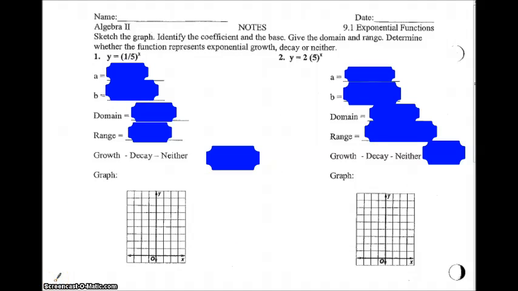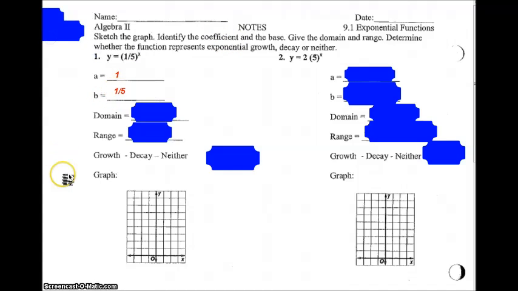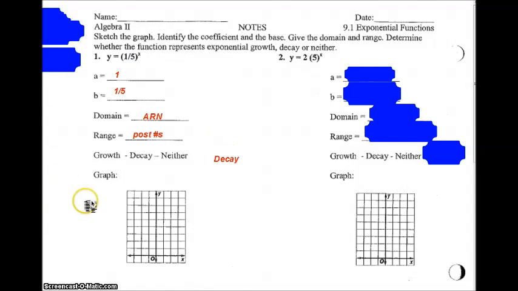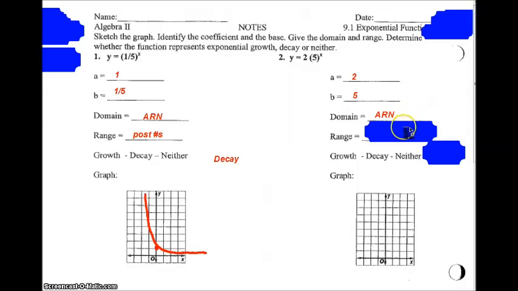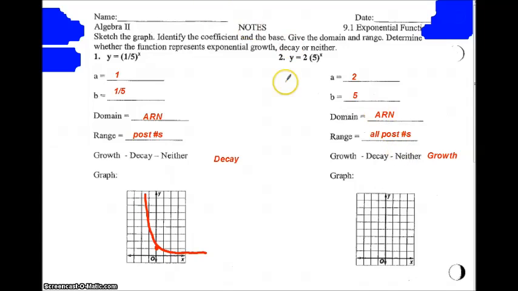Looking at y equal 1/5 to the x power, your A is 1, your B is 1/5, your domain is all real numbers, your range is all positive numbers. It's showing decay. You know that it's going to go through the point (0, 1). We know it is decay, so it's going to go down like that. Number 2, your A is 2, your B is 5, your domain is going to be all real numbers, your range is all positive numbers. This one is going to be showing growth. It's going to go through the point (0, 2). If it's showing growth, then we know it's going to go up.